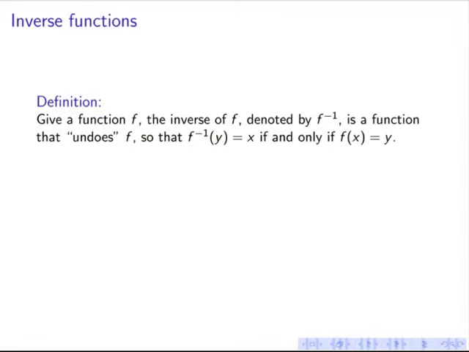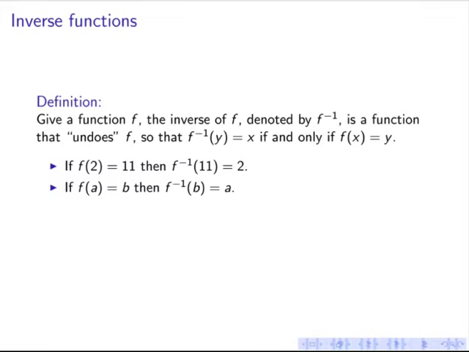Given a function f, the inverse is denoted by f to the minus 1, and this is another function which kind of undoes f. So it kind of does the opposite of f. f^-1(y) is equal to x if and only if f(x) is equal to y. So for example, if f(2) is 11, then the inverse of 11 is 2, right? So the function undoes what the original function has done. In general, if f(a) is equal to b, then f inverse of b is equal to a.